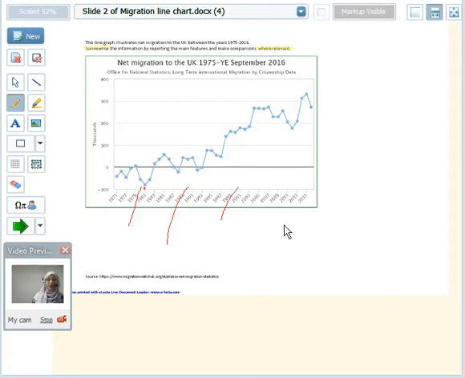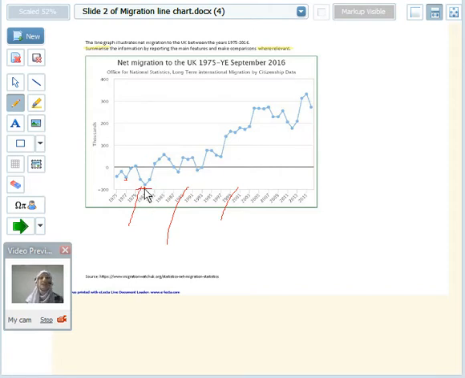So let's have a look at this. The first point I made was, one of the main features that I saw, if we start in the 1970s. So the 1970s saw a general upwards trend in net migration. However, there was a dramatic drop in 1977 and a decline between 1979 and 1981. So here we've got a drop, which I have mentioned, and I've also mentioned this drop.